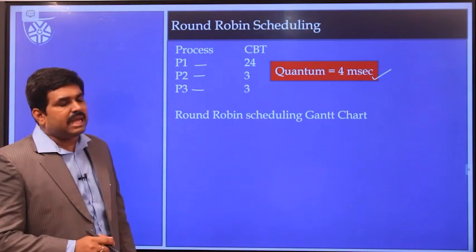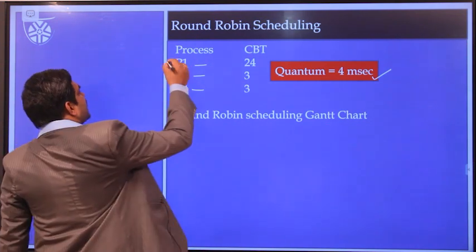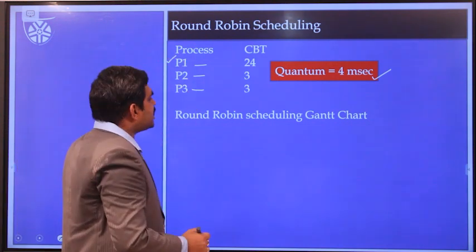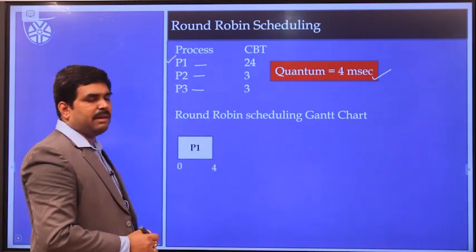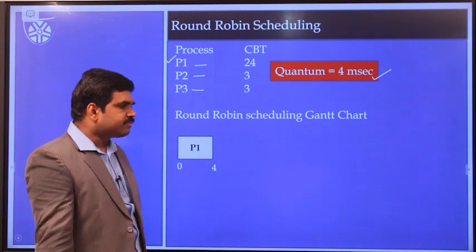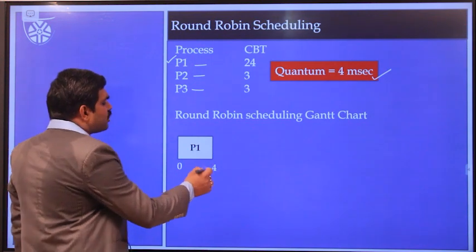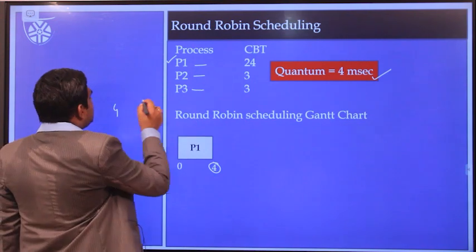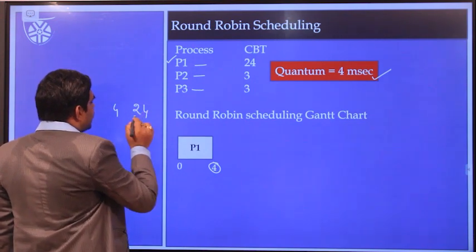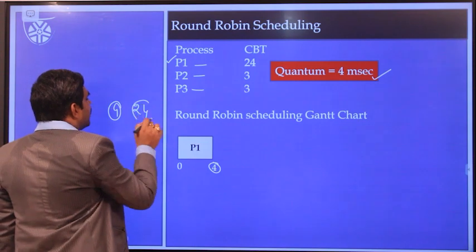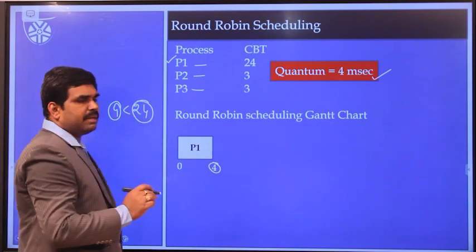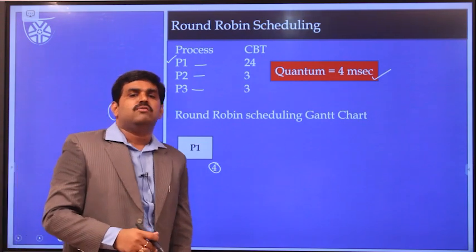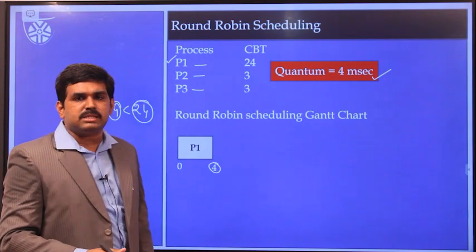Which of the processes came into the main memory at first? P1 has got into the main memory at first. So firstly, P1 is going to get the CPU for 4 seconds only. Okay, why have I assigned 4 seconds? Because the CPU burst time is 24 seconds, and the minimum time is going to be assigned. Which is the minimum? 4 seconds is less than 24 seconds. So 4 seconds is going to be allocated for the process P1.